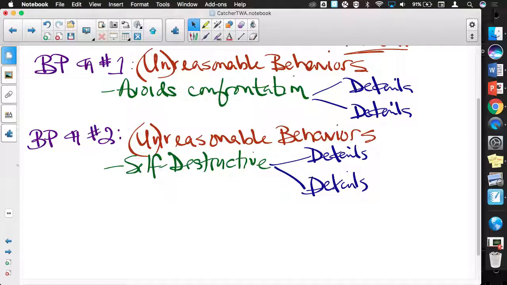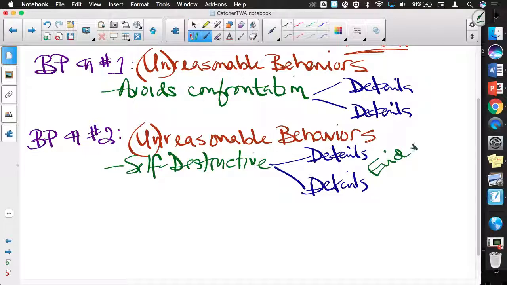What part of the prompt am I still missing at this point? I'll assume that these details will be the evidence that I'm specifically going to get into. And I have to make sure that I provide that commentary as to why that self-destructive behavior is unreasonable. So you can't simply go, an example of his self-destructive behavior that's unreasonable is alcohol, and just leave it at that, assuming that the reader's going to follow along with you. Provide that commentary as to why that example ends up being unreasonable.